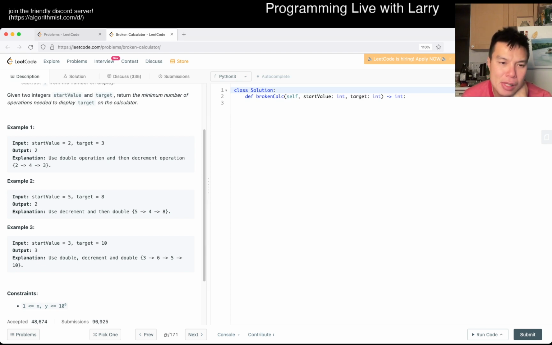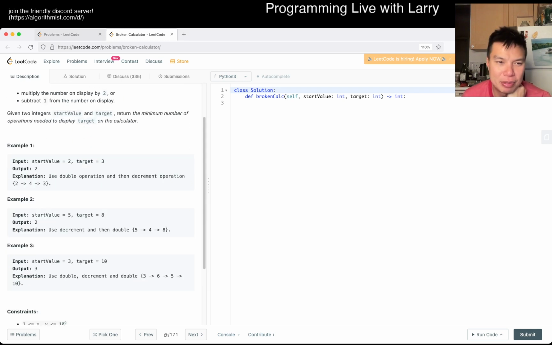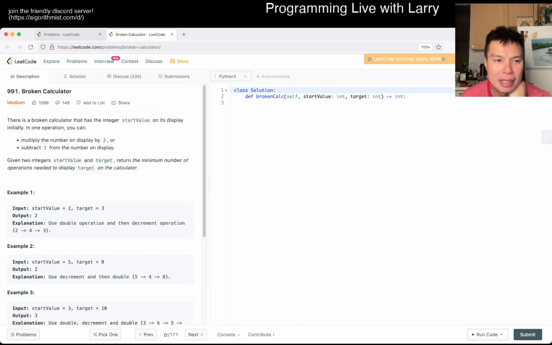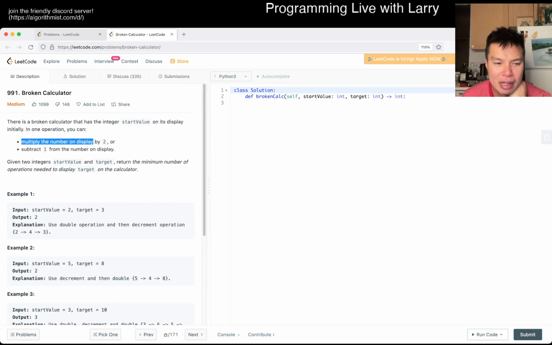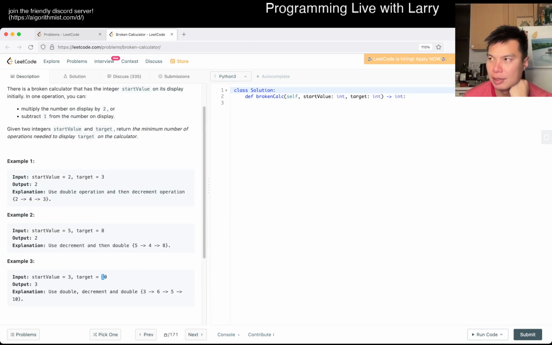And then another thing that I always think about when I see problems like this is to see if I can go backwards, right? So instead of going from 2 to 3 or 3 to 10, you go from 10 to 3. And in that case, obviously, you just divide it by 2 and then you add.